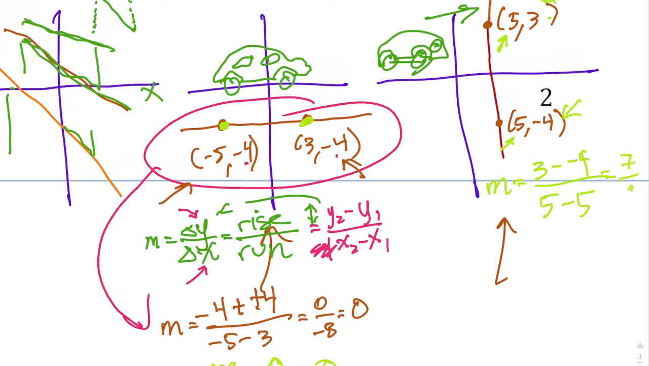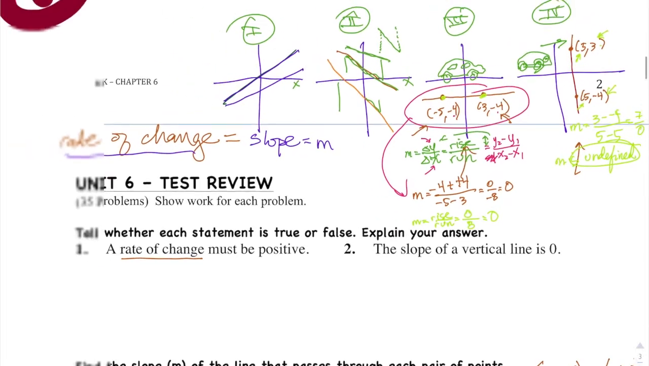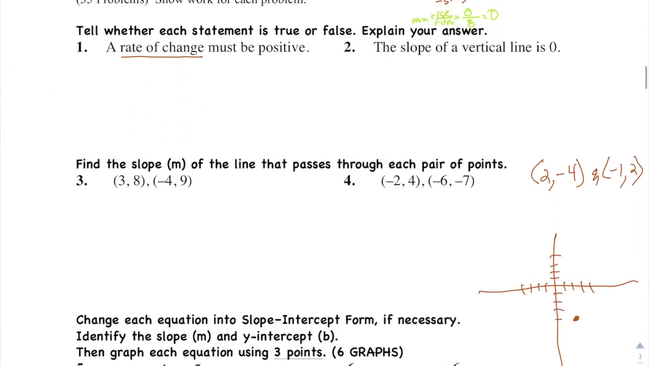So we have 7 over 0, and one of the cardinal rules in math is that you can never divide by 0. This is undefined. There are numerous reasons why we can't divide by 0, but we don't want to get into it here. There's very good compelling reasons. Just ask me and I'll explain. So that's a rundown of slope. We've got case 1, positive, case 2, negative, case 3, 0 slope, case 4, undefined.